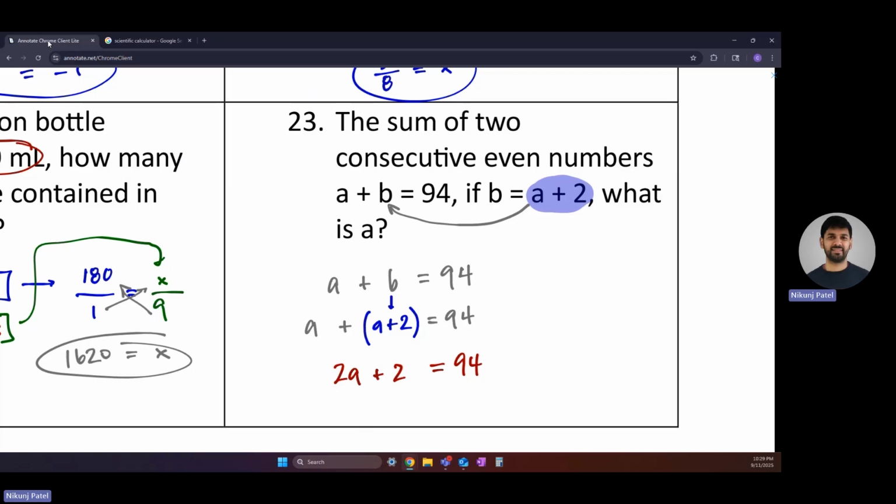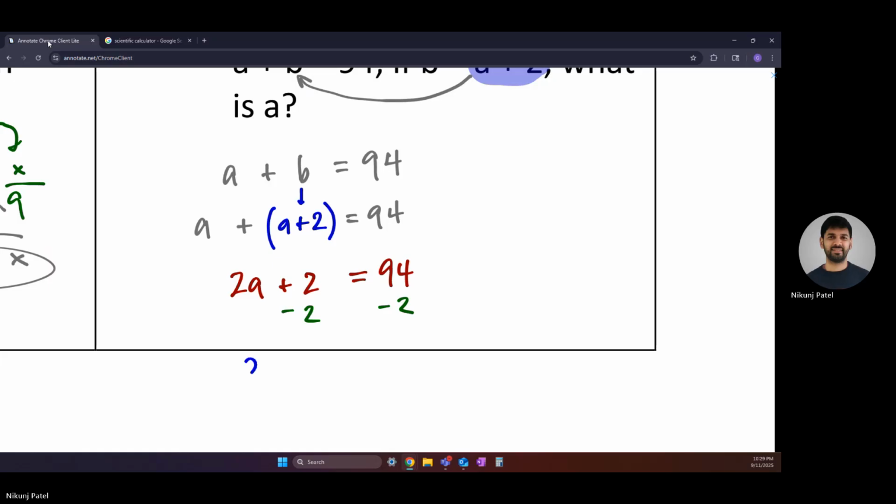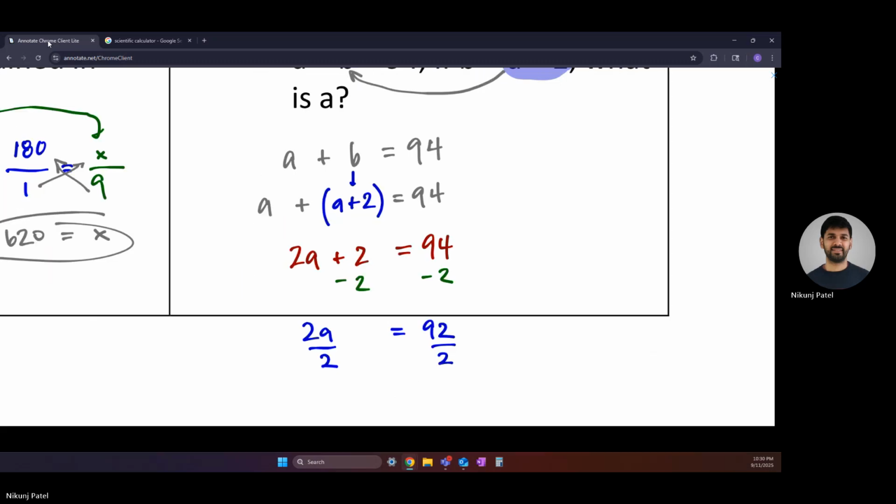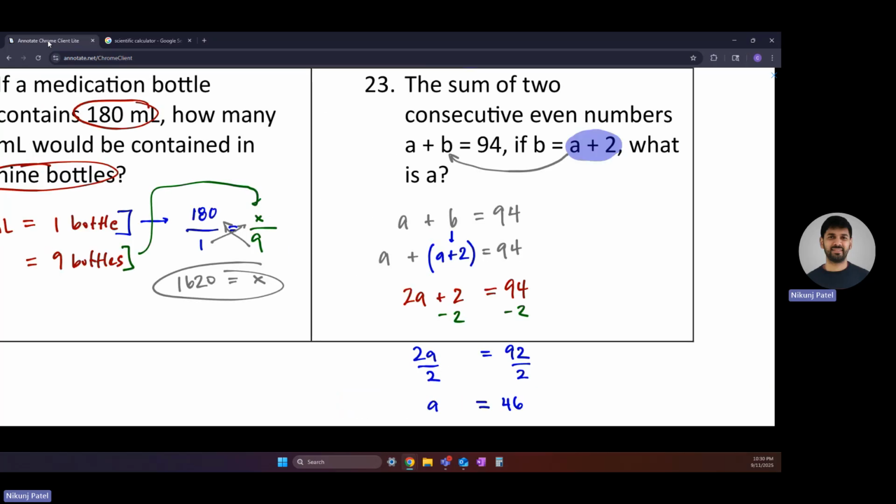And now we're just solving like we normally would. We would subtract 2, so we would get that 2a equals 92. We would divide both sides by 2. And that leaves us with a equals, let's see, what's that? So 90 divided by 2 is 45, so one more, 46. So a equals 46. Now thinking back to the question, it says, what is a? Well, there we did. We just figured it out. Sometimes you have to also figure out b, but in this case, we just needed to figure out what a was.